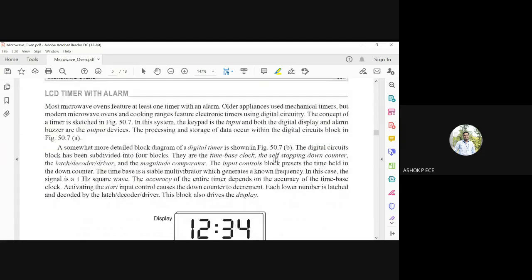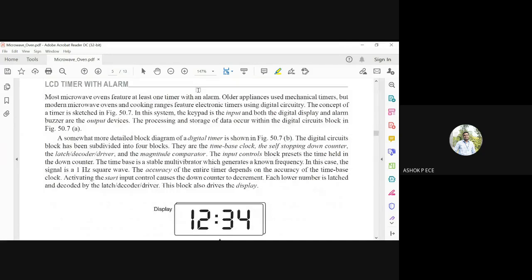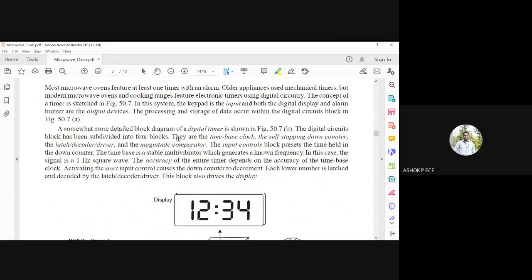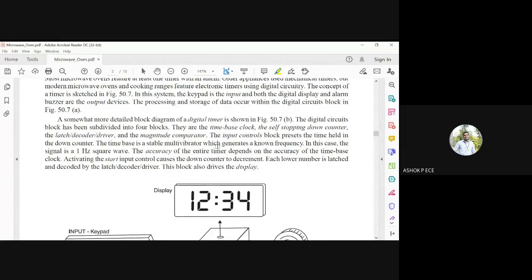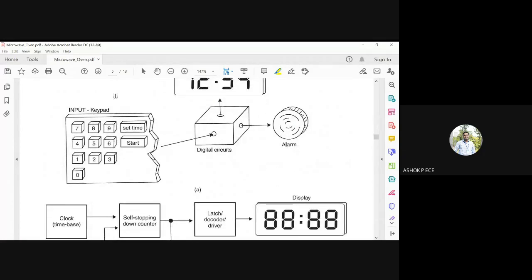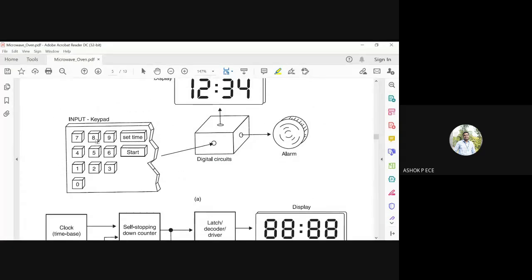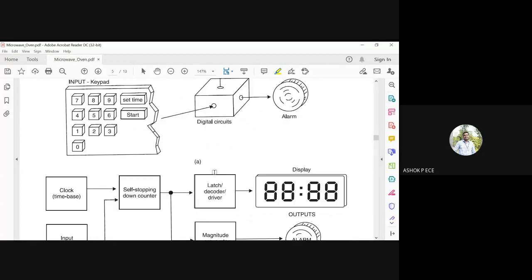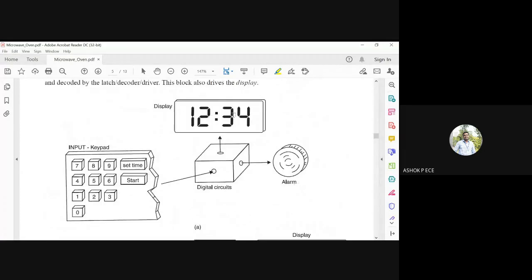Most microwave ovens feature at least one timer with an alarm. Older appliances used mechanical timers, but nowadays electronic timers are used, which clearly display how much time is left for the food to get cooked. It will do a countdown. Assume you set 12 minutes as the time; it will count down from 12 and ensure that it goes till zero. Okay, and the control from the keypad, everything, is given by the controller. Whatever you give as input from the keypad goes to the digital circuit taken care of by the microcontroller, and that is then given to the display unit.